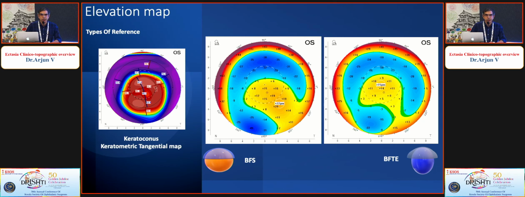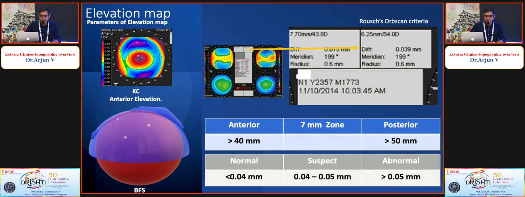Again, you have to see for the reference used. This is the same eye. One is the best fit sphere, the other is the best fit toric ellipsoid. The best fit toric ellipsoid helps you identify the cone location. It's more sensitive in finding out the subtle changes in the eye. So again, the criteria: anterior elevation more than 40 or a posterior elevation more than 50 is considered abnormal.